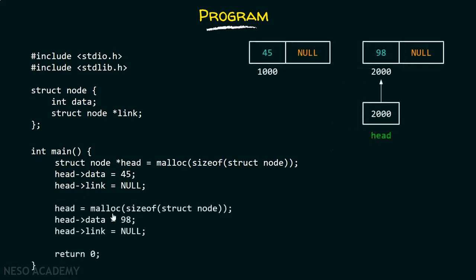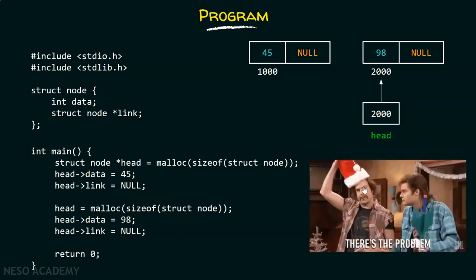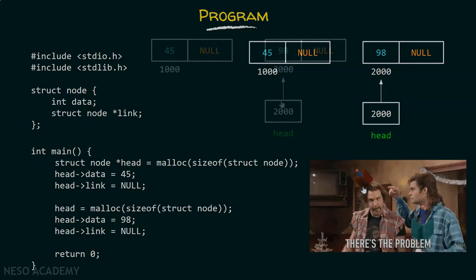Obviously, if we want to create the second node, we again have to call this malloc function. And then after that, here what I'm doing is putting the address returned by malloc into this head pointer. Now head is pointing to the second node of the list. And obviously with the help of the head pointer, I'm trying to assign 98 to data and null to the link part. But let me tell you, there is some problem with this code. You can easily identify the problem as well.